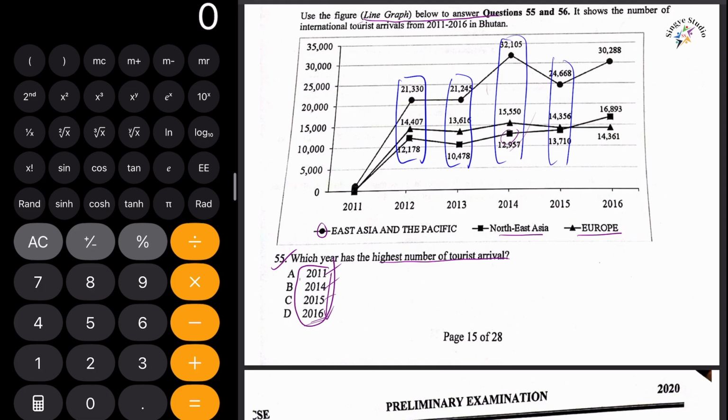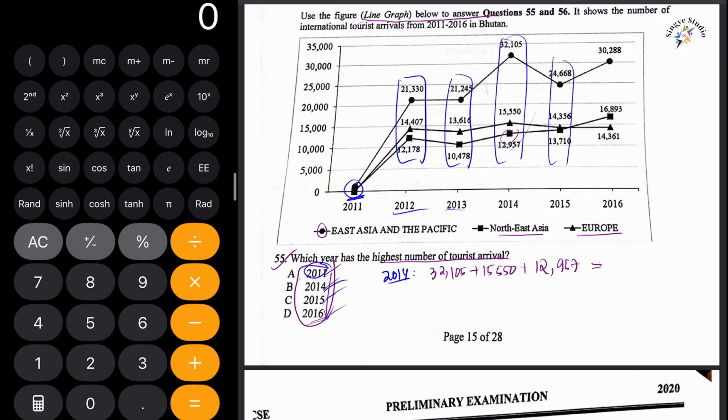If you look carefully, 2011 will not be the answer because this is the lowest, and for all of these three regions the tourist arrival is almost the same, almost like 0, right? So 2011 is not the answer. You can compare 2014, 15 and 16 because these are the choices given. So you don't have to do 2012 and 2013. For 2014, you can add up this data: 32,105 plus 15,550 plus 12,957.